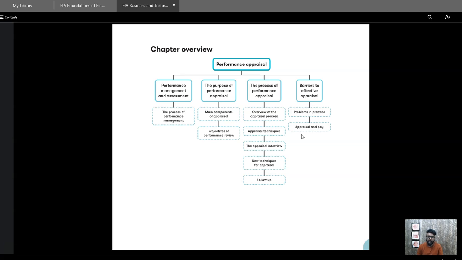Main components of appraisal, objective of performance review, etc. The third one, the process of performance appraisal, that is overview of the appraisal process, appraisal techniques, the appraisal interview, new techniques for appraisal, follow-up, etc. Barriers to effective appraisal, problems in practice, appraisal and pay. So let's start.